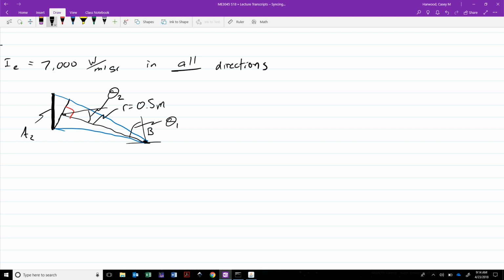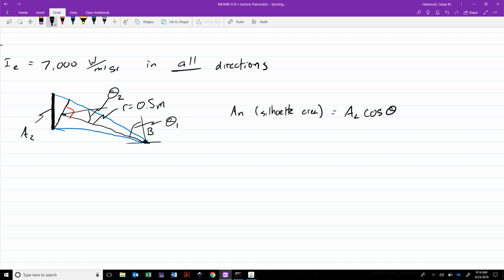But if we say that A_N, the silhouette area, is equal to A2 cosine of theta, the question is which theta we should use for that. And I heard somebody say theta 2, which is the correct answer in this case.